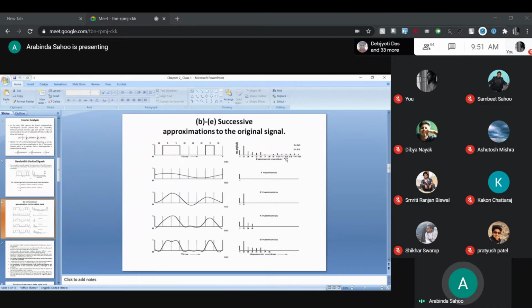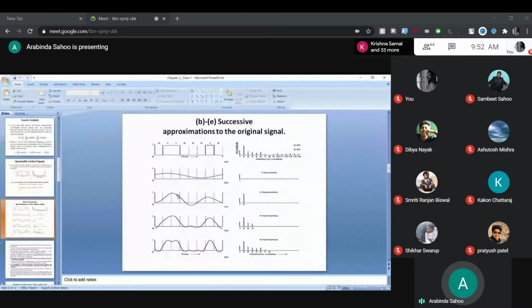So if you pass only the first harmonic, you can check what the representation is. It is nothing but a sinusoidal signal. It is a type of sinusoidal signal, right? So if you pass two harmonics, you can check, this is a combination of two different frequencies.